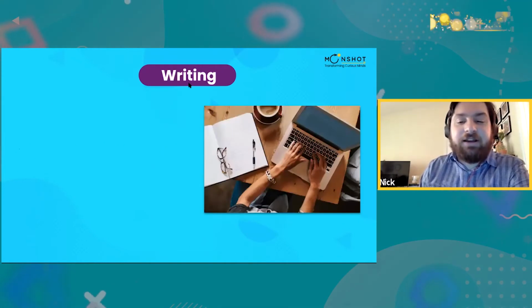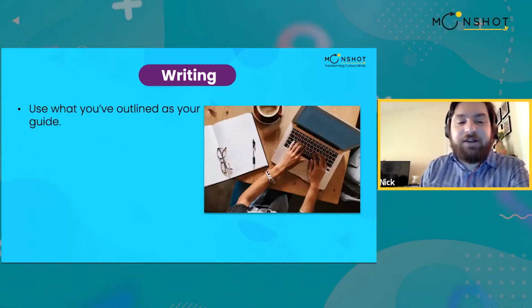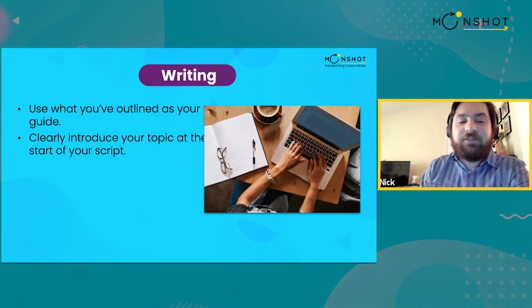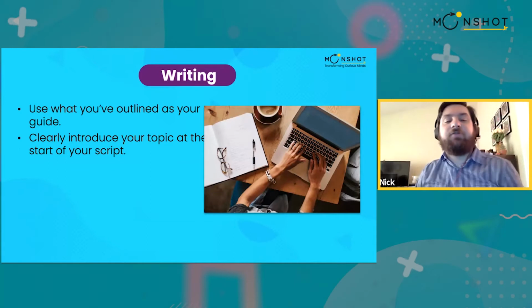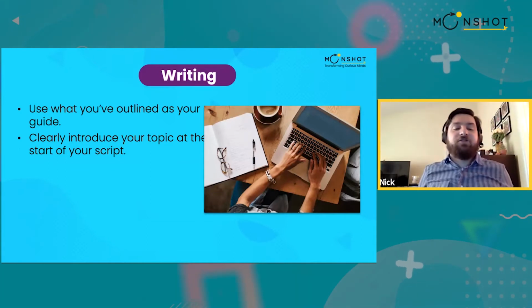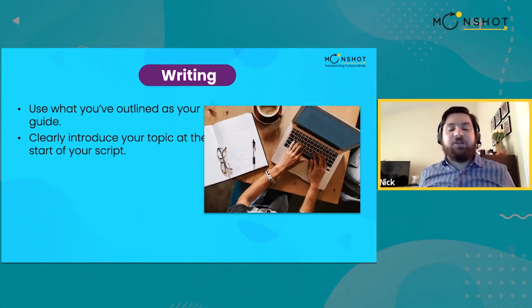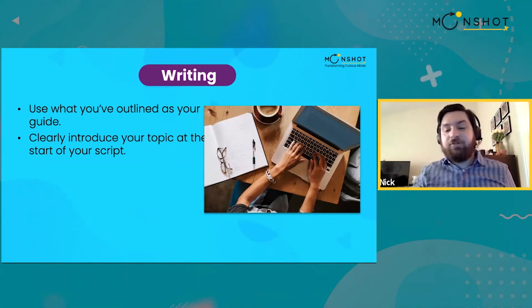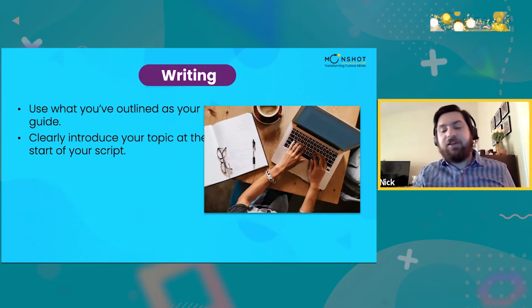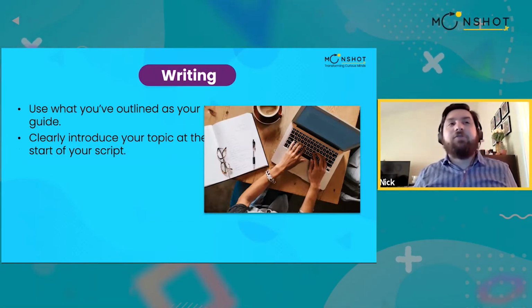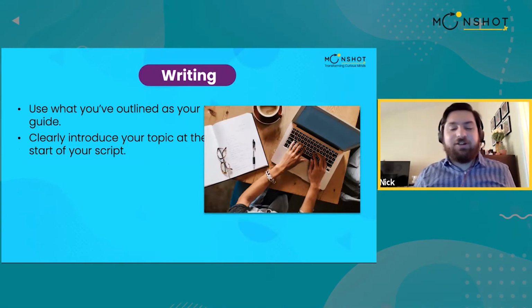But then after outlining, you'd get into the actual writing. You'd use what you've outlined as your guide. Some tips that I would recommend for the actual writing process are to clearly introduce your topic at the start of your script. Some of this goes without saying, but when we're new to this and trying things for the first time, it can be easy to overlook.